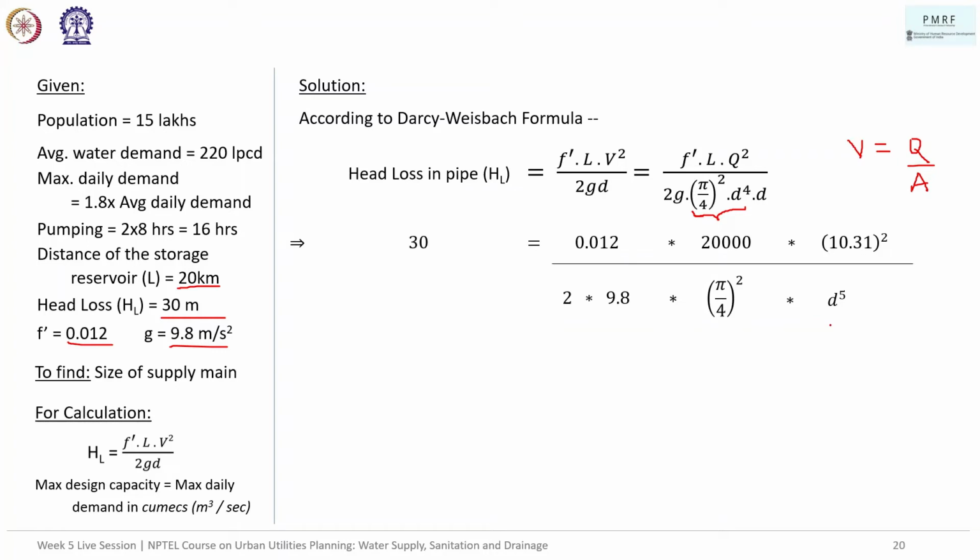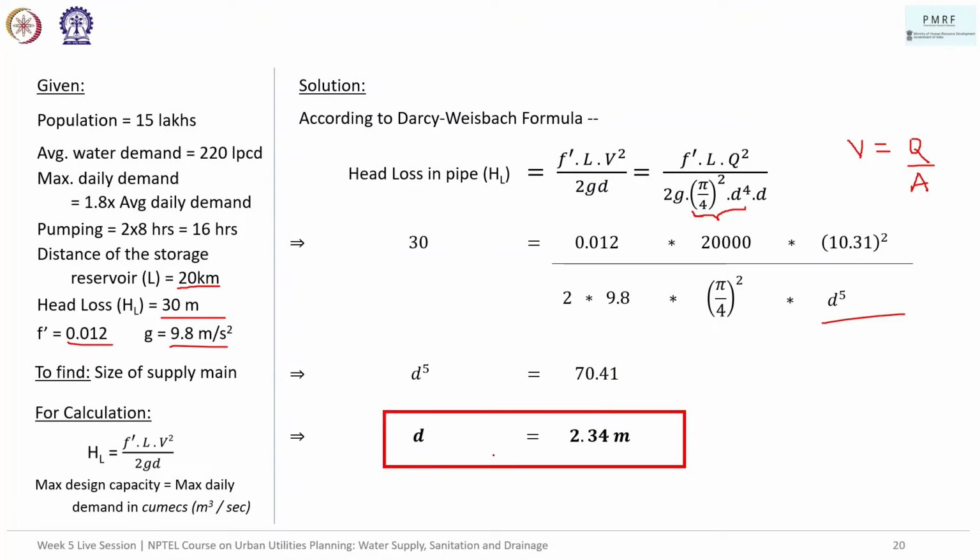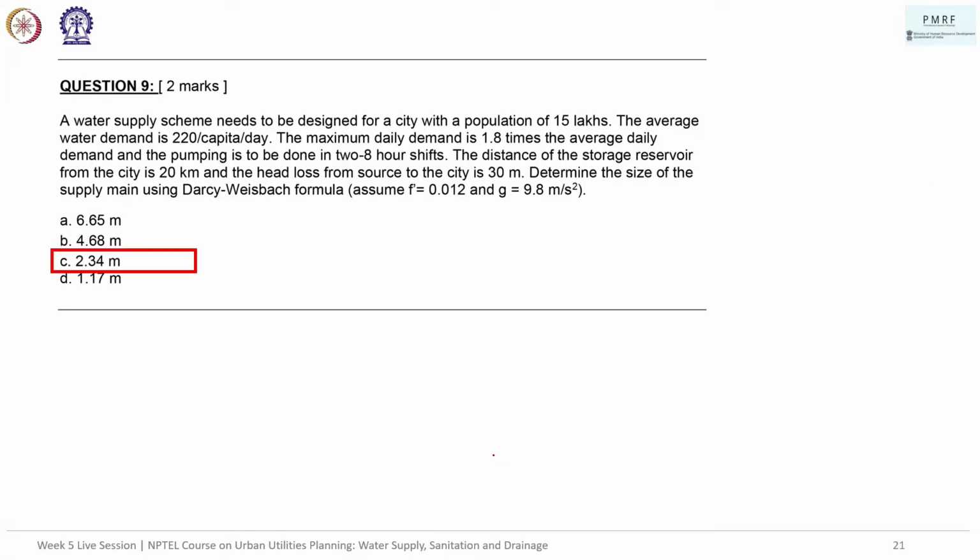When you solve this equation for D, we get D power 5 equal to 70.41. Then we take it to the power 1 by 5. 70.41 to the power 1 by 5 will give you the value of D, which turns out to be 2.34 meters. So that's our answer. Any queries in this numerical?